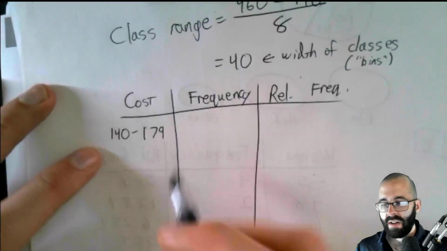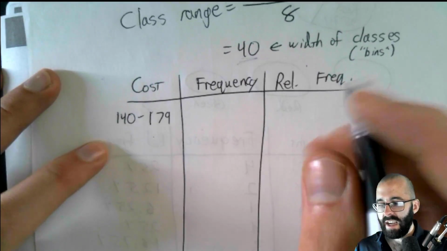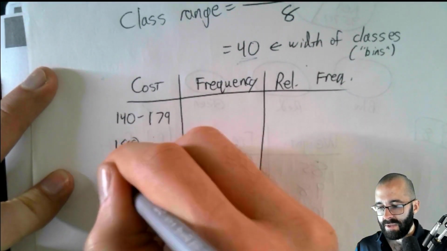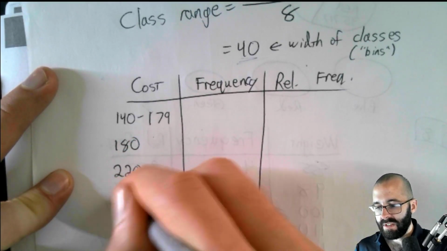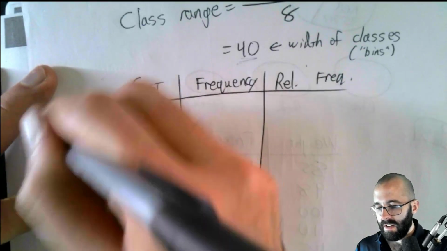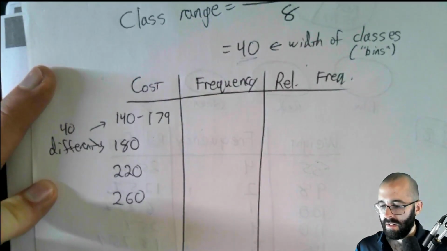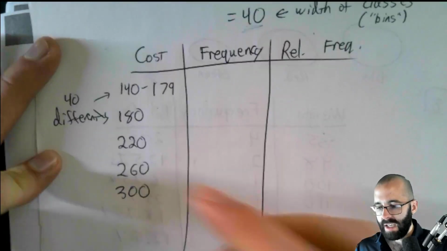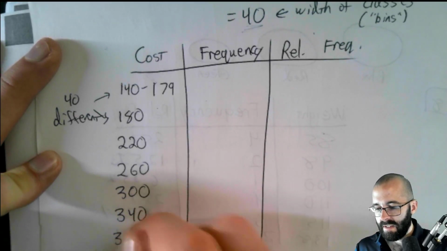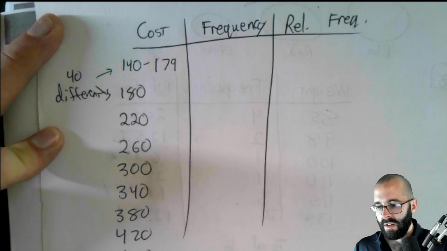Look at it a different way. The first one starts at 140. The class range is 40. So the next one's going to be 180. The next one's going to start at 220. The next one's going to start at 260, right? We just keep adding 40. And then 300, and we just keep on adding 40 until we get to the biggest. 380, 420, 460.